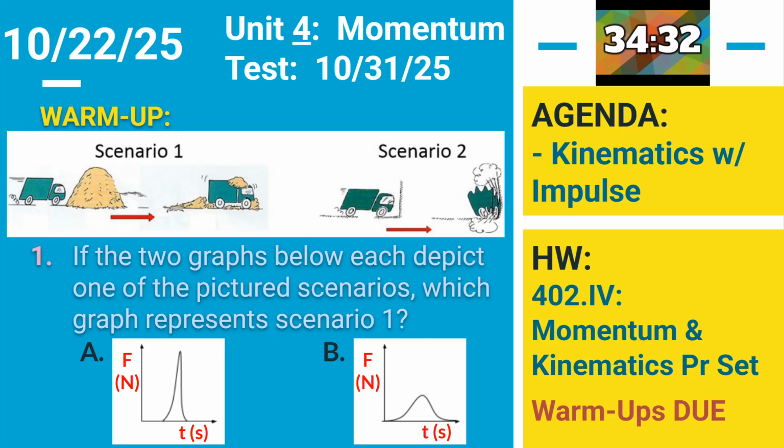Now, these two graphs should have the same area, because the area of our F-t graph is impulse, and these two scenarios should have the same impulse. But because the time of the collision is different in each of them, the forces are as well, and those are inversely proportional to one another. We've talked about that several times now, but something to make note of in your notes yet again if you haven't already written it down.